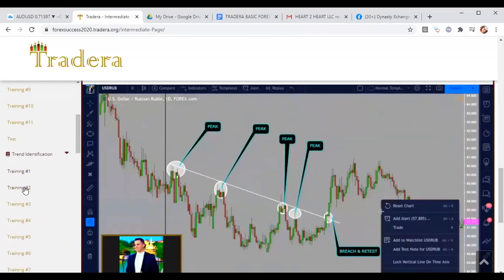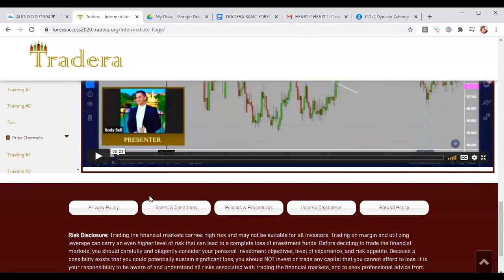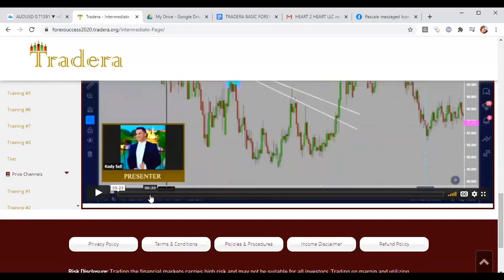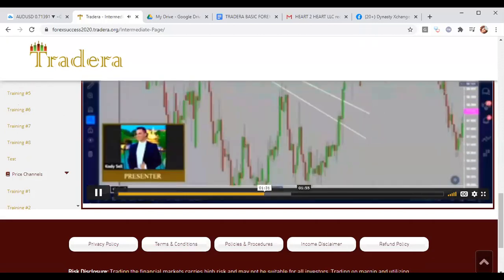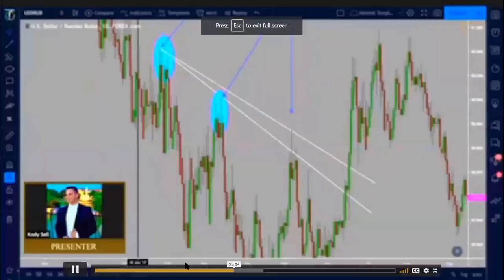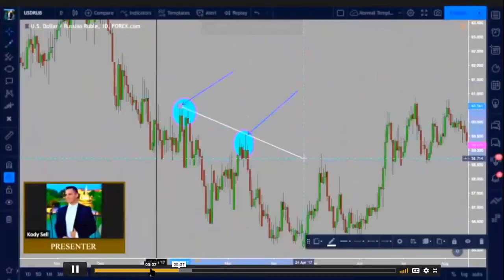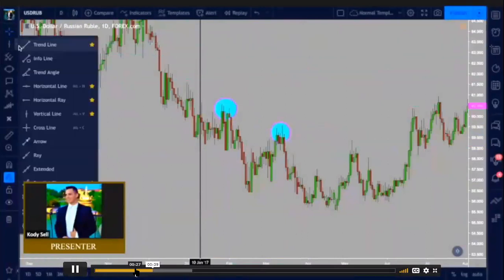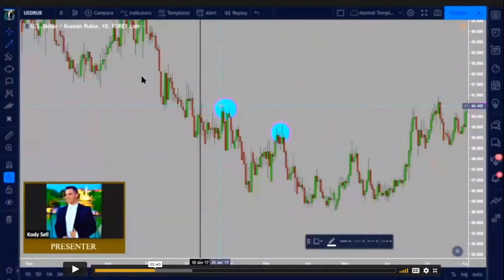All right, so trend identification. So what we're doing, video number 2. All right, let's start here. So we've got the outer boundaries here, which is good. Let's zoom back out. Now this here is actually our same chart.